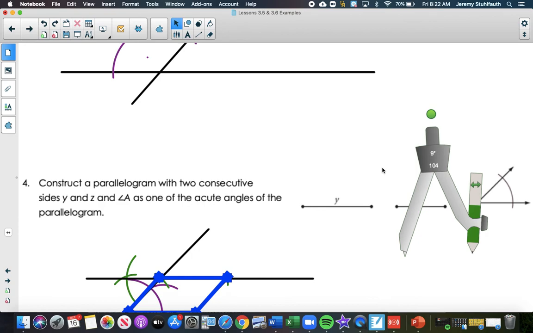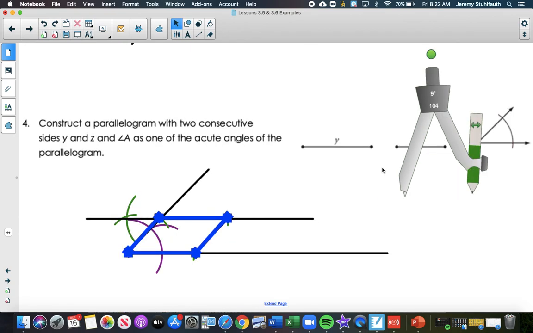So on your homework, you're going to work through the remaining problems, and you're going to get practice creating shapes like this using the parallel lines conjecture to help you construct parallel lines. And if you have any questions, message me on Remind or through email.